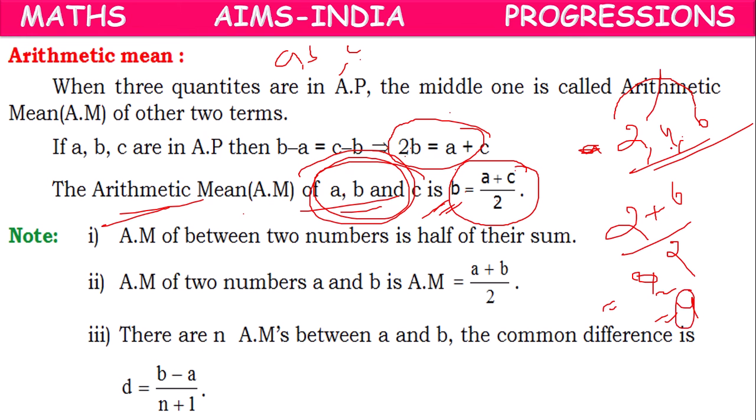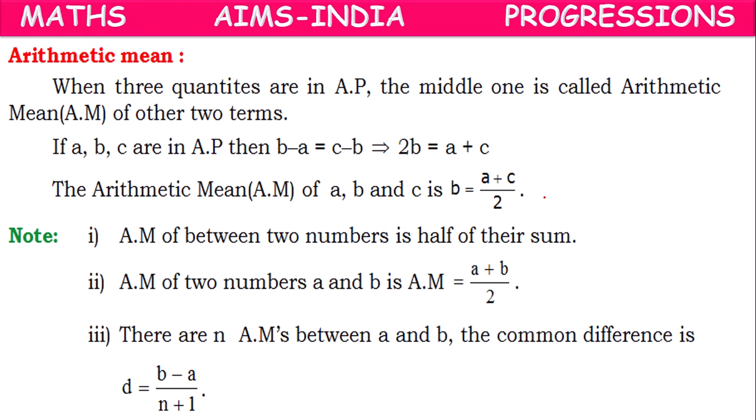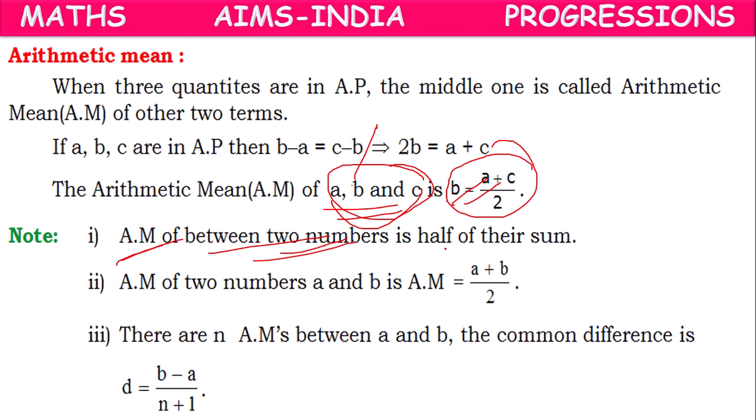So the formula for arithmetic mean is, if we have A, B, C, then B is called the arithmetic mean of A and C, which is given by (A plus C) by 2. Means the arithmetic mean of two numbers is half of their sum. Arithmetic mean of A and C is half of their sum.